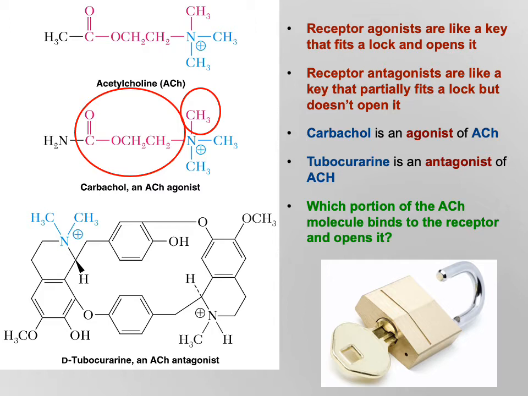Yeah, the purple part. See, carbachol has the purple part, so that actually opens the channel. Whereas tubocurarine has the blue part, which would be like the key fitting into the lock that it won't turn. So it'll partly fit into the acetylcholine lock, but it can't turn the lock, because it doesn't have that purple part. That's the difference between an agonist and an antagonist.